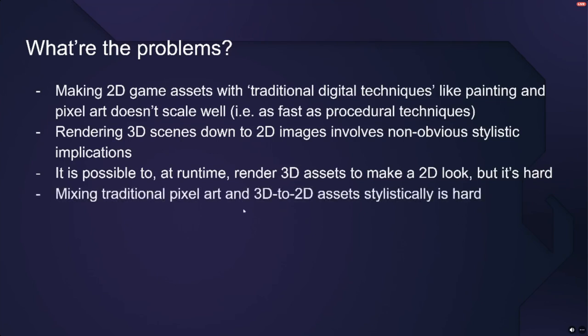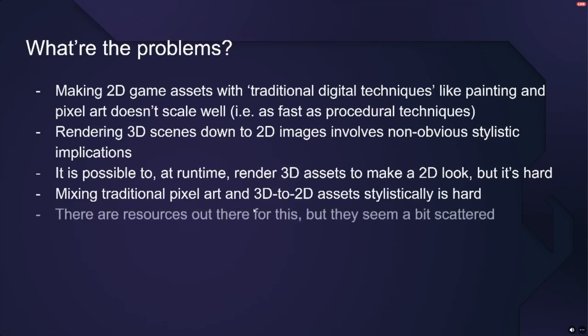Mixing traditional pixel art and 3D to 2D assets stylistically is hard, if these two things, your 3D assets and the 2D hand painted assets, disagree too much. That can happen when you have some things that you've painted, maybe they're icons, but then the characters are 3D pixel art and they don't necessarily jive. It's not always a problem, but it is something to keep in mind.